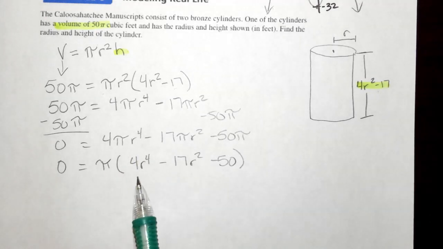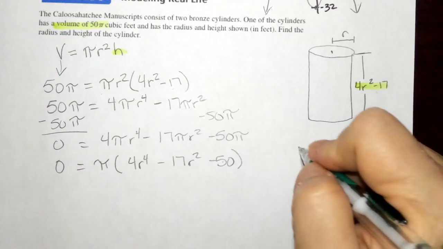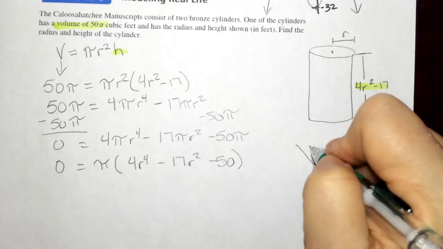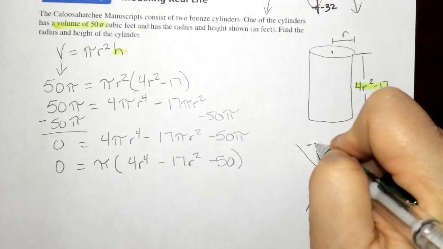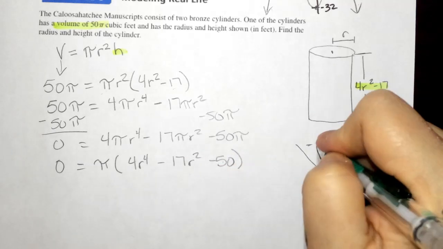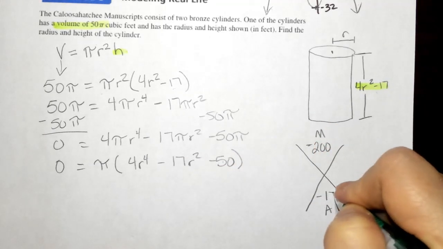Oh, no. Sorry, scratch that. We have to do 4 times 50. So we need two numbers. Sorry, I had a moment. We need two numbers that when you multiply them, you get negative, oh my goodness. Negative 4 times 50 is negative 200. When you add them, you get negative 17.